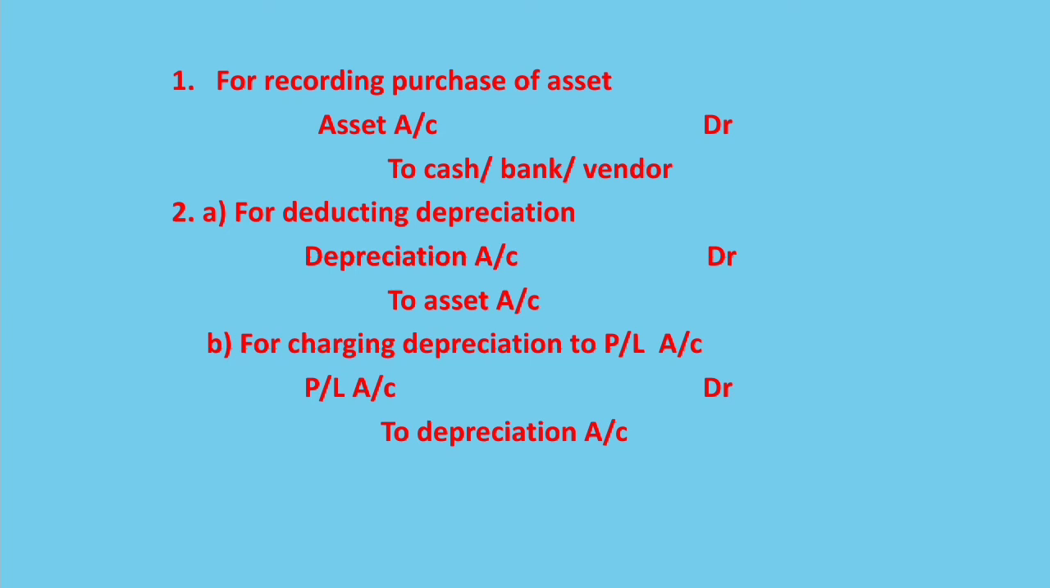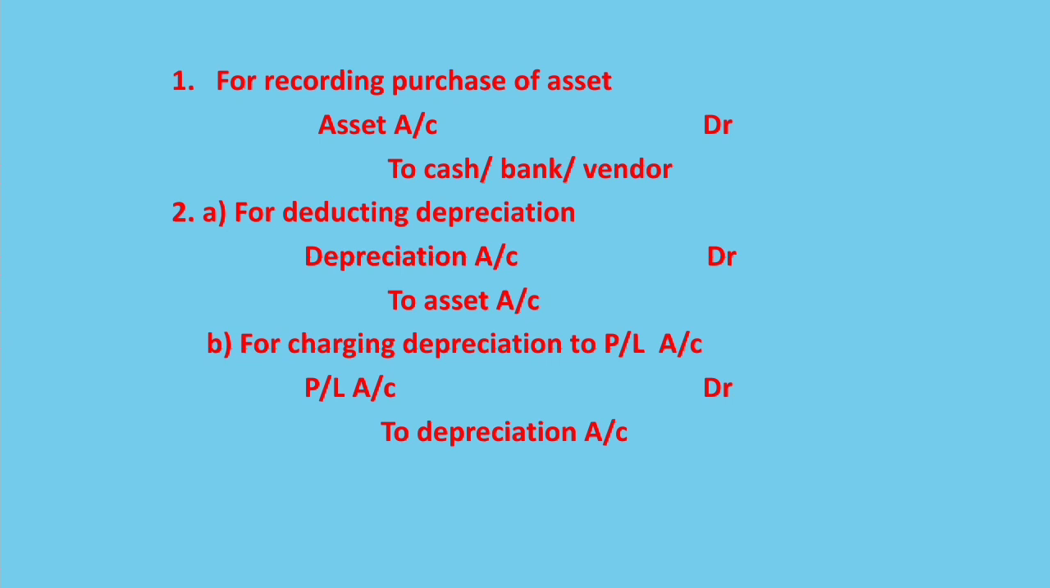Okay. Here, the first entry will come only once, only in the year of purchase. But the next two entries we have to record at the end of every accounting period. The first entry only in the year of purchase and the next two entries at the end of every accounting period. Okay. These are the entries for recording depreciation.